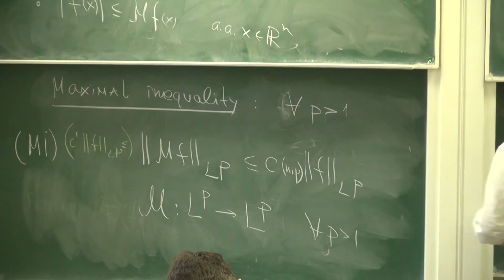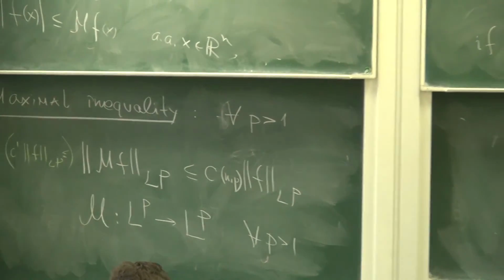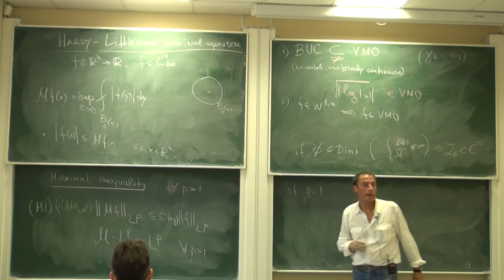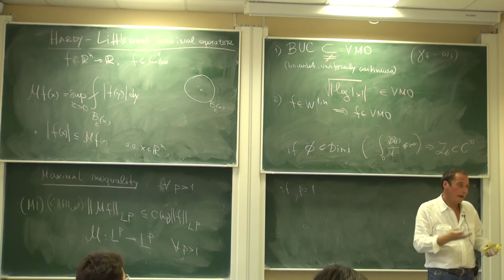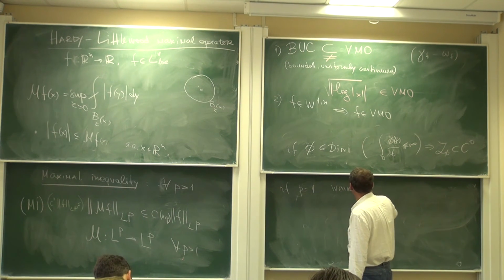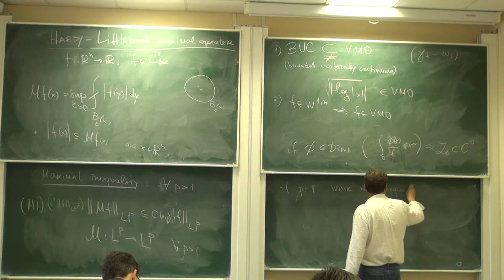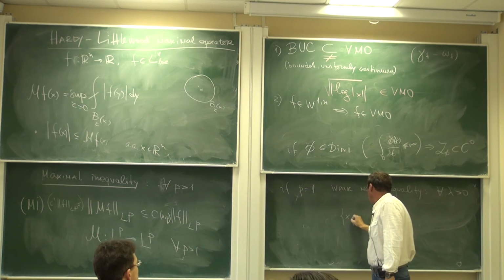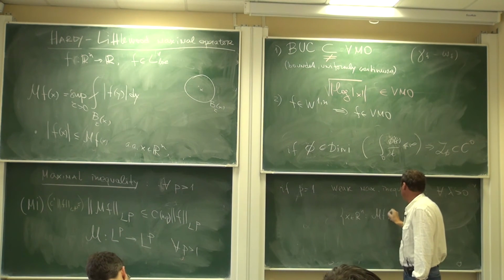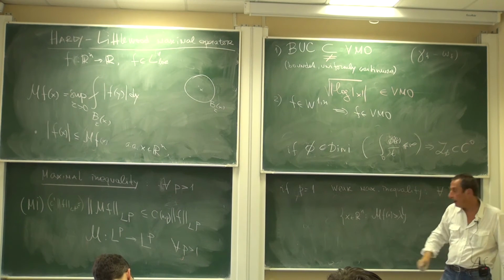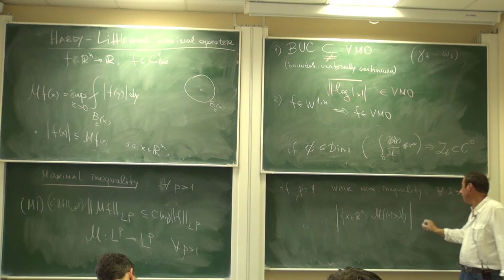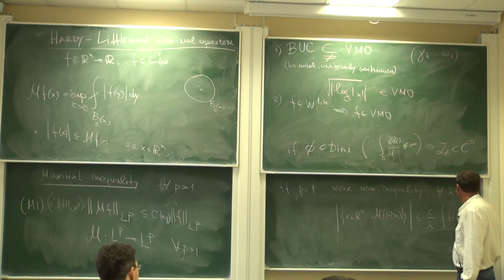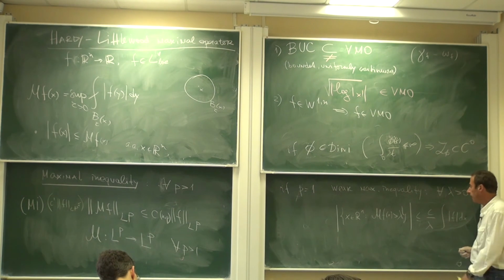In particular, it will not be important for our further considerations, but just for the sake of completeness, if p equals 1, then what you can have is the so-called weak maximal inequality, which says that for each lambda greater than 0, considering the set of the points where the maximal function is greater than lambda, and taking the Lebesgue measure of this set, it is less than some constant over lambda times the L1 norm of f.